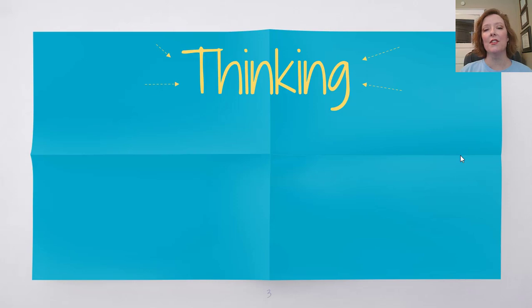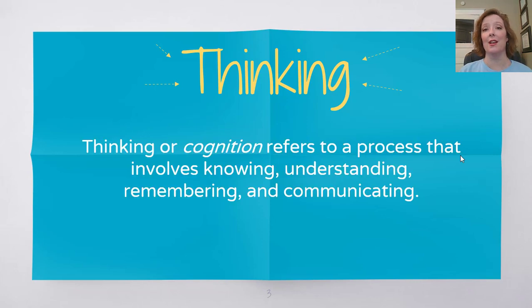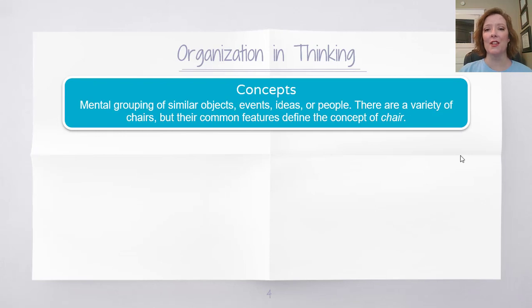Okay, so we're starting on this concept of thinking. What is thinking? What does it mean to think? Well, we're going to use this as a working definition. Thinking or cognition refers to a process that involves knowing, understanding, remembering, and communicating. Let's talk about organization and thinking.